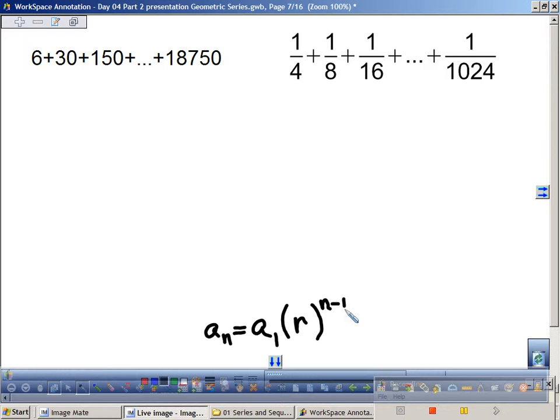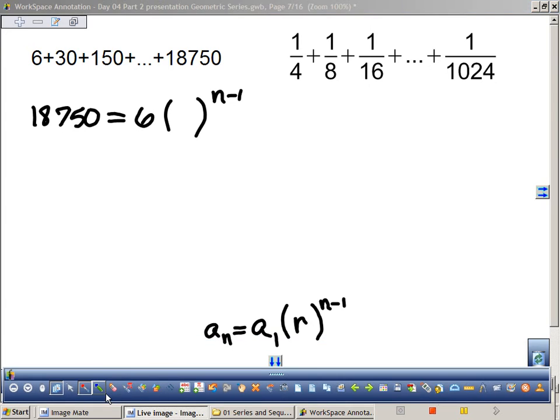I have the first one, I have the last one, I have R, so I just need to find N. Okay, so our first one, our last term is 18,750. Big number, right? Our first term is 6. Have you guys figured out R yet? Good. Let's check. Times 5 is 30. 30 times 5 is 150.